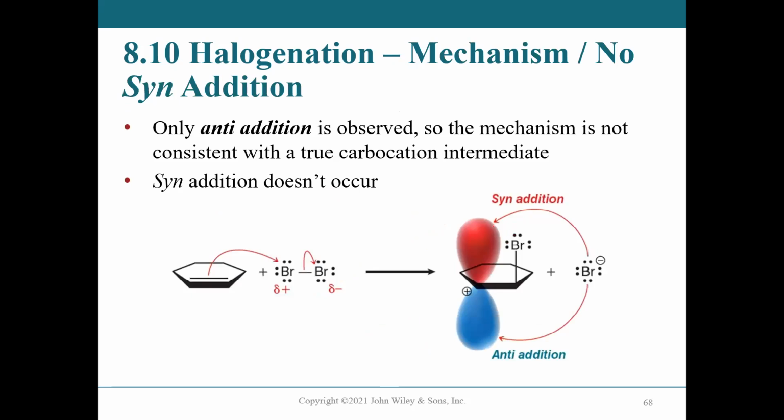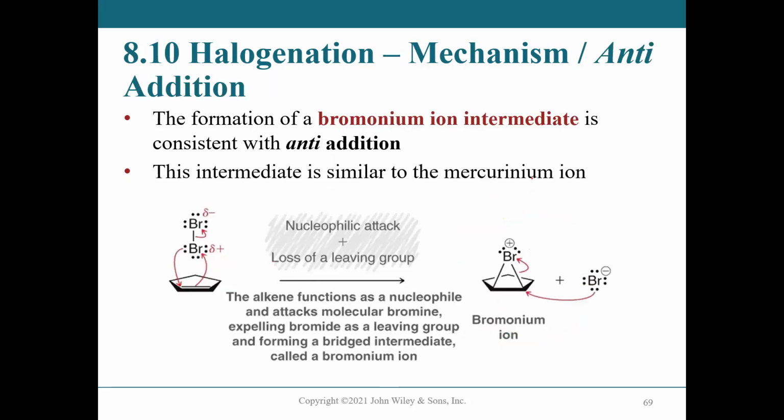And here it says only anti-addition is observed, so the mechanism is not consistent with a true carbocation intermediate. And that's because this stuff is getting in the way right here. You see that? That's going to be in the way, so it's going to want to go towards the anti-addition. The formation of a bromonium ion intermediate is consistent with anti-addition.